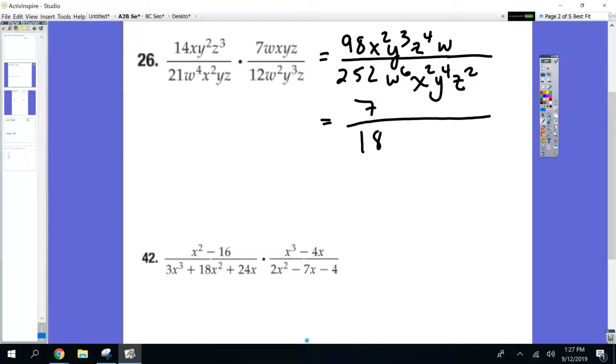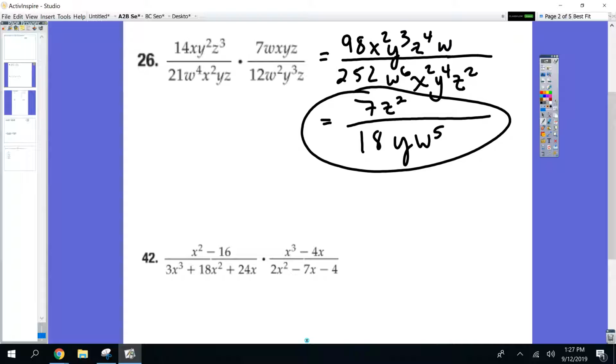X's, 2 on top, 2 on the bottom. What happens? See ya, gone. 3 Y's on top, 4 on the bottom, so 1 on the bottom. Z's, 4 on top, 2 on the bottom, so 2 on top. And what am I missing? W's, 6 on the bottom, 1 on top. Done.